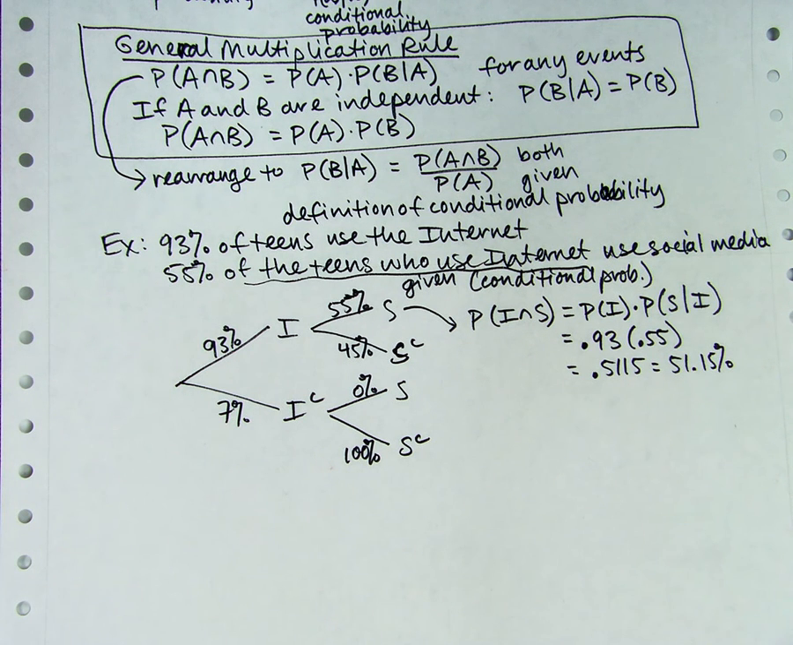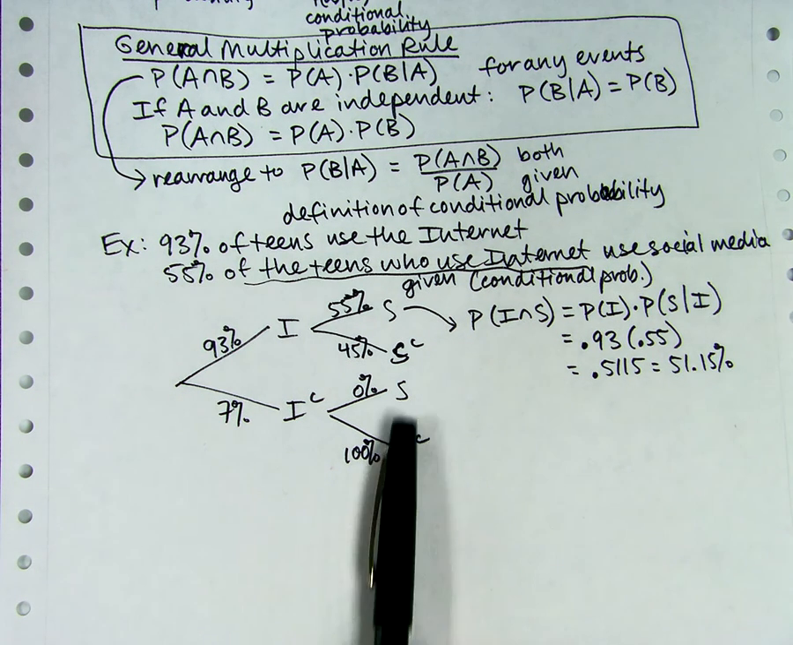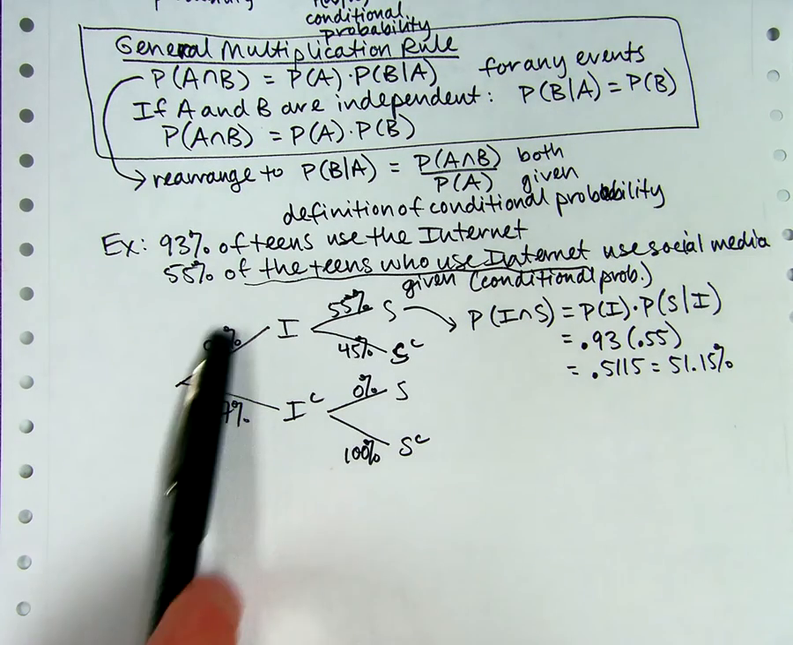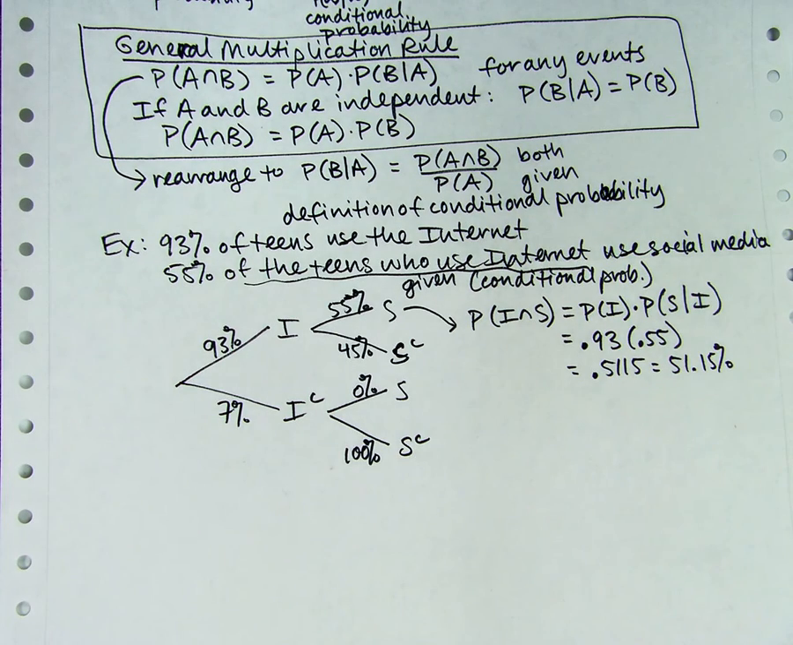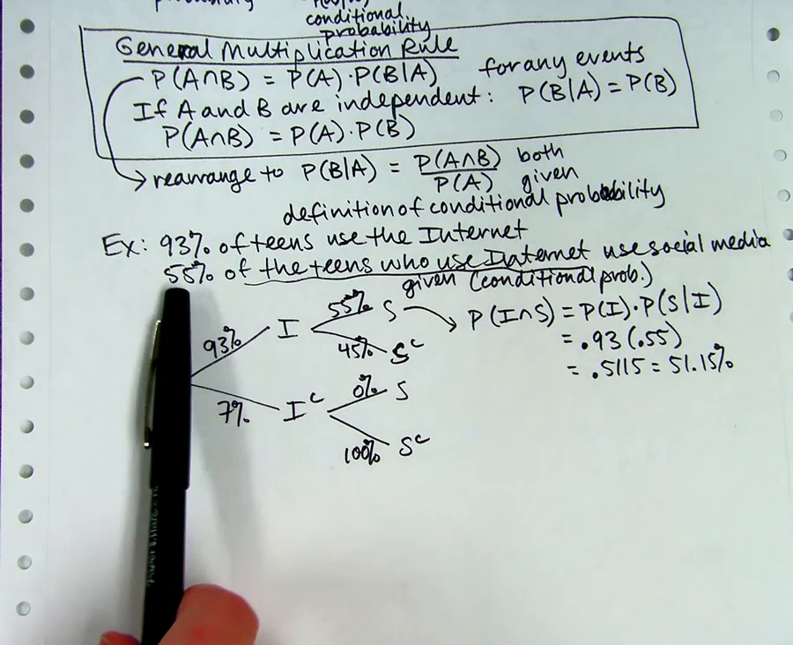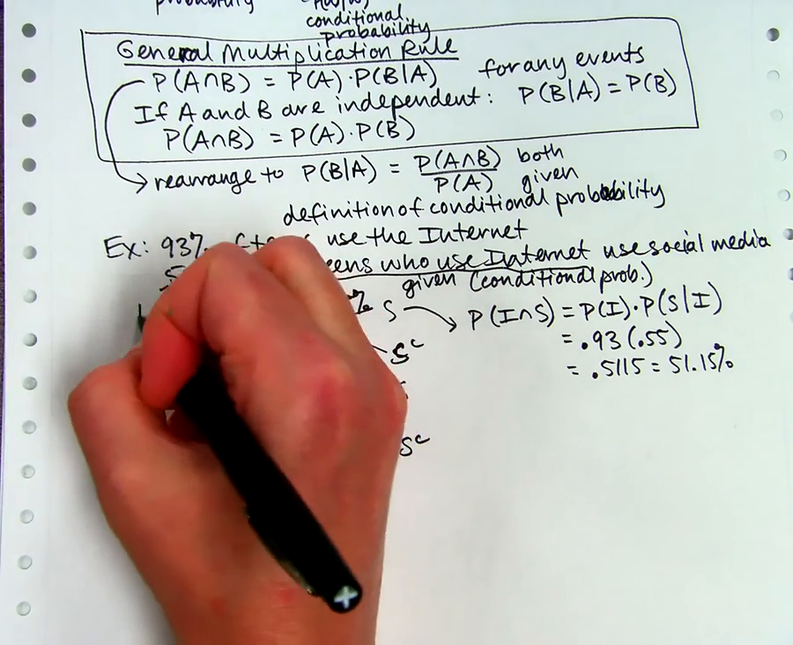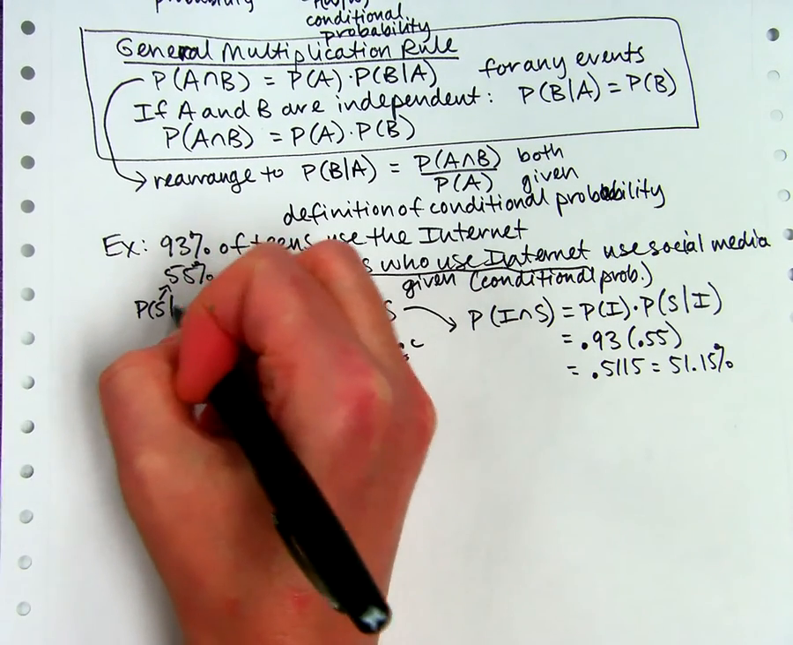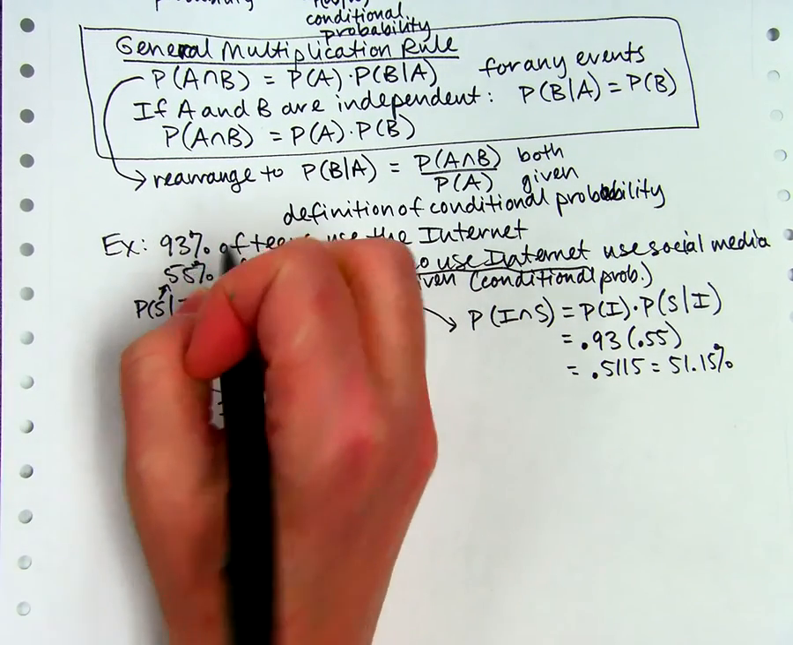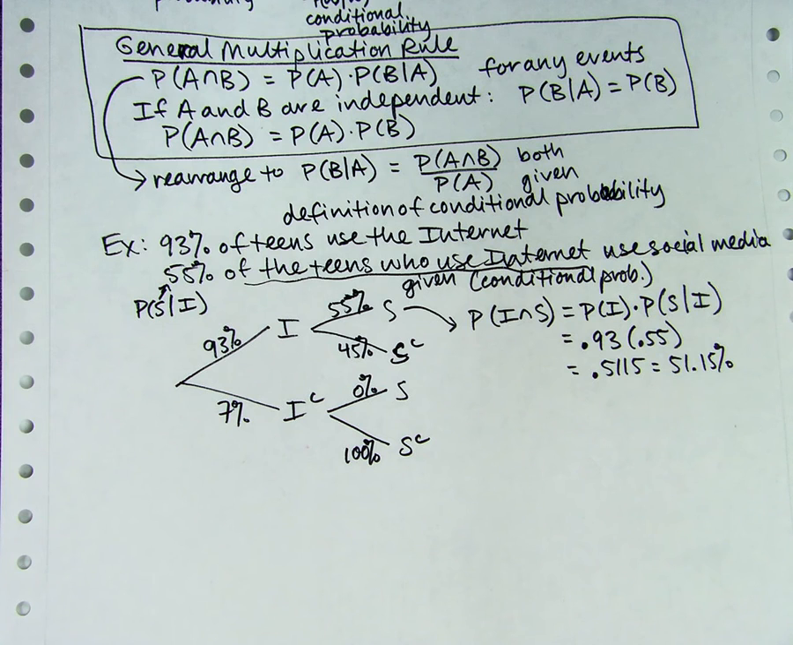So that's an example of using it for a real situation where this depends on this, and so they are not independent. And this given information was a conditional probability. It's the probability of social media given the internet. And we'll talk some more about that in 5.3c. The main reason you would use a tree is if you're given this type of information. And that's in the next lesson, so I should stop.